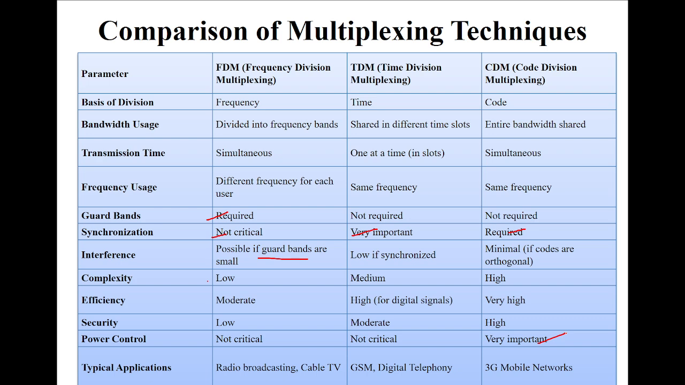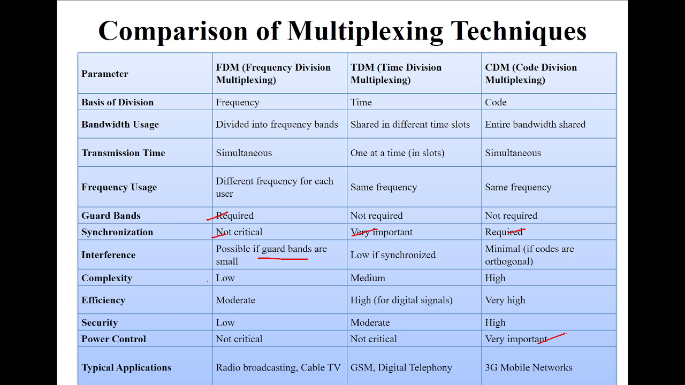Typical application: FDM, radio broadcasting, cable TV; TDM, GSM, digital telephony; CDM, 3G mobile network. Signal type: FDM mostly analog, TDM digital, and CDM digital. Receiver design: FDM simple, TDM moderate, CDM complex. So basically, we understood today that FDM divides bandwidth into frequency bands, TDM divides transmission into time slots, CDM separates users using unique codes.